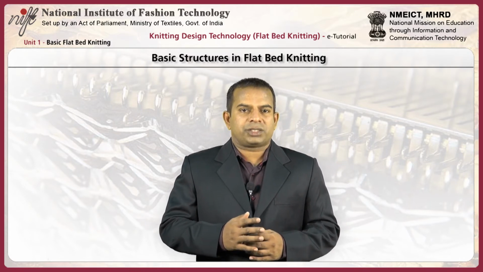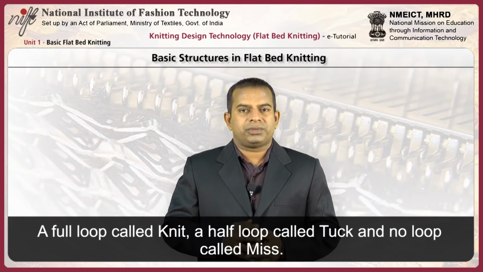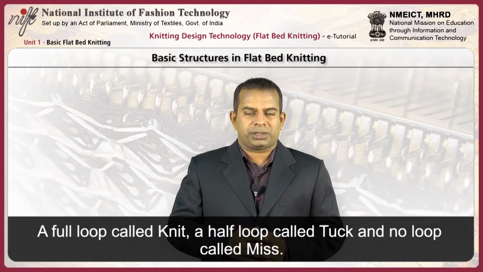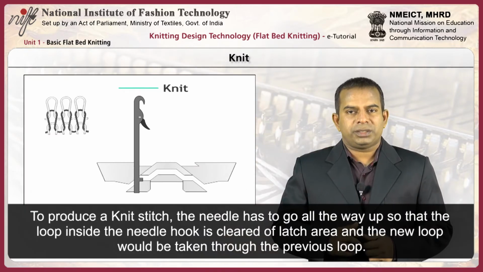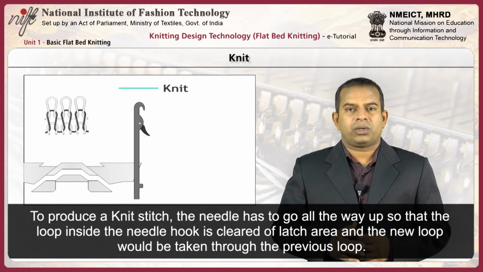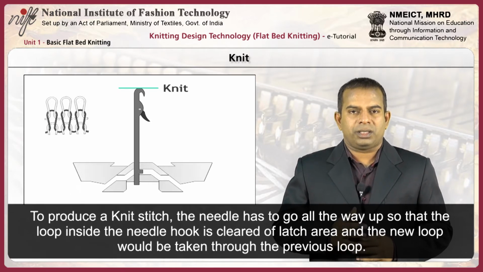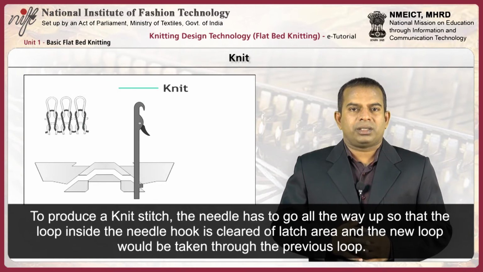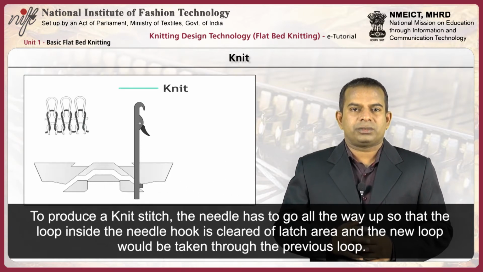There are 3 basic stitches in flat knitting: a full loop called knit, a half loop called tuck, and no loop called miss. To produce a knit stitch, the needle has to go all the way up so that the loop inside the needle hook is cleared of the latch area and the new loop would be taken through the previous loop.